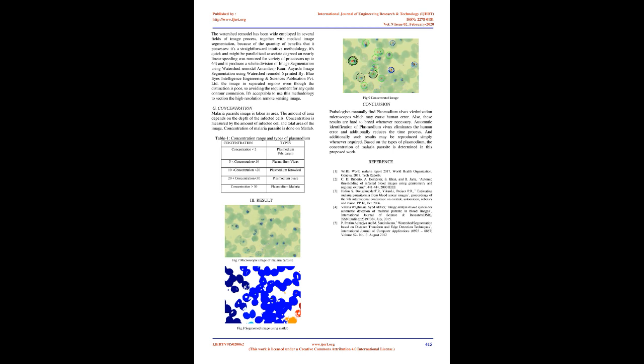Conclusion. Pathologists manually find Plasmodium vivax using microscopes, which may cause human error. Also, these results are hard to reproduce whenever necessary. Automatic identification of Plasmodium vivax eliminates the human error and also reduces the processing time. And also, such results can be reproduced easily whenever required. Based on the types of Plasmodium, the concentration of the malaria parasite is determined in this proposed work.